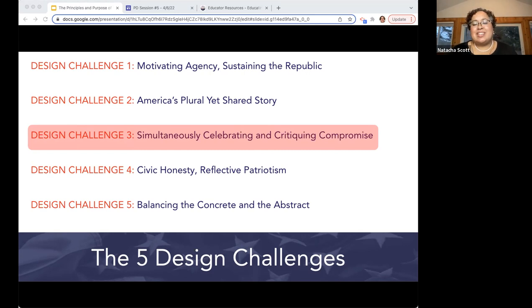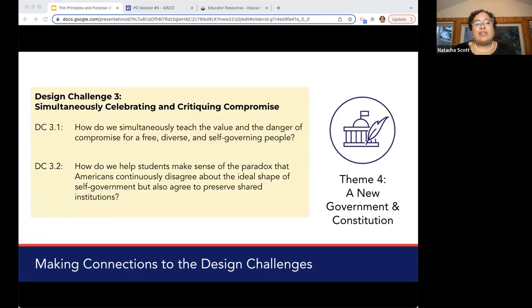And today, as we think about design challenge number 3, we're really diving into how we simultaneously teach the value and danger of compromise for a free and diverse and self-governing people. And also, how do we help students make sense of that paradox that Americans continuously disagree about the ideal shape of self-government, but also agree to preserve shared institutions? So we see this tension back and forth as we think about our Constitution, as we think about the different values that we see there. How do we understand that there's agreement and disagreement at the same time, and how do we balance those conversations?